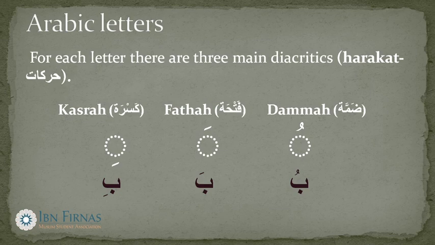For other letters, for example, let's take the letter jim. With the dhamma, ju. With the fatha, ja. With the kasra, ji. Let's take another letter, ra. With the dhamma, ru. With the fatha, ra. With the kasra, ri.